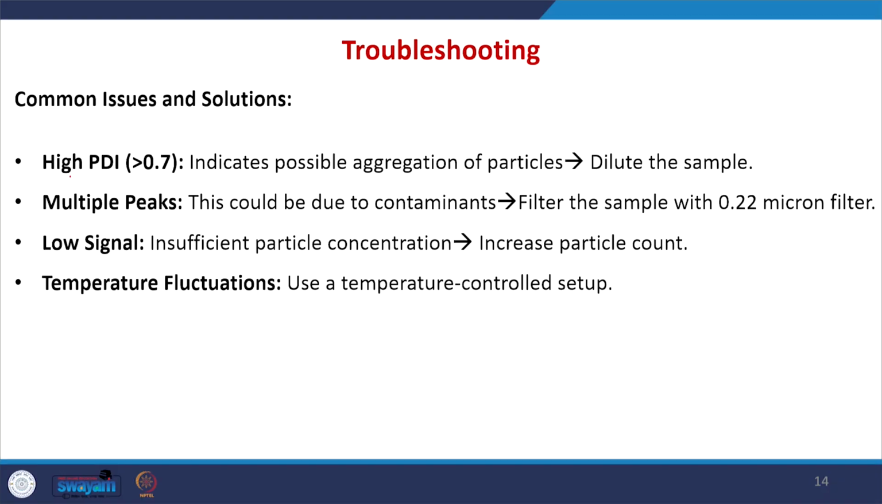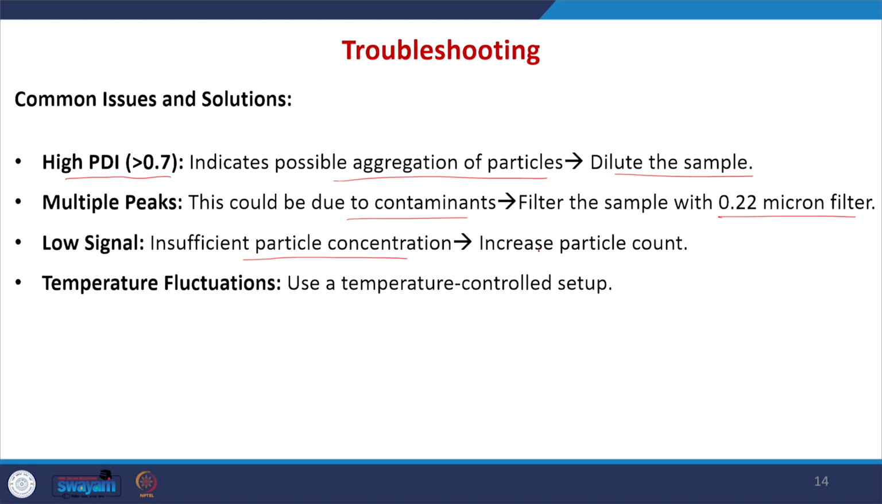Let us see some of the common issues in DLS analysis and how to overcome them. The first one is high PDI. If you have a high PDI, it indicates aggregation of nanoparticles, so you can try diluting the sample. The next one is multiple peaks. If you are getting multiple peaks, it may be due to contaminants. You can filter the sample with a 0.22 micron filter. If you are getting a low signal, it may be due to insufficient particle concentration. You can increase the particle count.